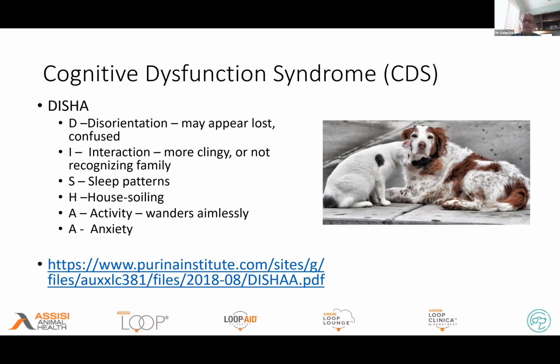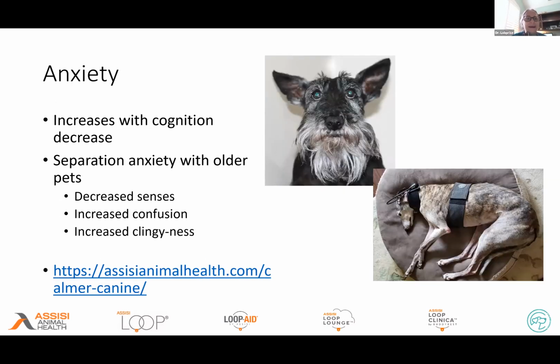questionnaire that you can fill out to see if you think your pet is having more CDS, cognitive dysfunction, that disorientation, that interaction, the sleep patterns. Is their house soiling? How is the activity? One of the aspects that has been added recently, it used to be just DISH with one A, but now it's DISHAA with two A's, is anxiety. Because we found out that anxiety tends to increase as they get older. And if they have cognition issues, then it can get even worse.